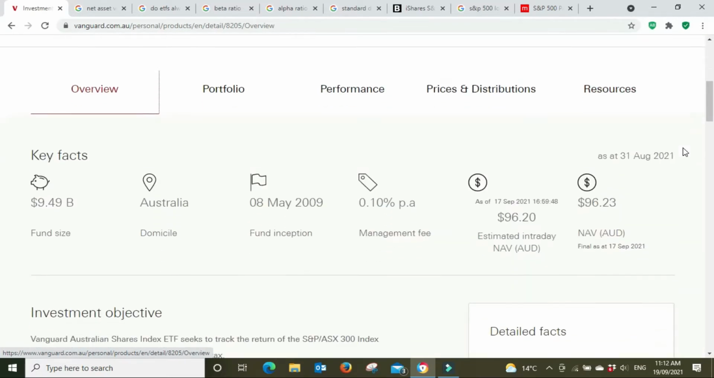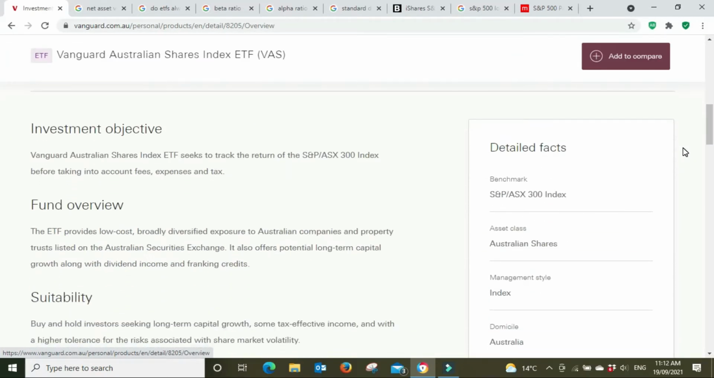Now if we scroll down, we can see a bit of a description here. So it tells us that this seeks to track the return of the S&P ASX 300 index. So this is a little bit broader than the ASX 200 that you see quoted on the news at night. This is the top 300 companies, and it's a little bit narrower than the All Ordinaries that you would have heard about as well, which is the top 500 companies. So this is in the middle of the ASX 200 and the All Ordinaries, and representing the top 300 companies that are listed on the ASX.